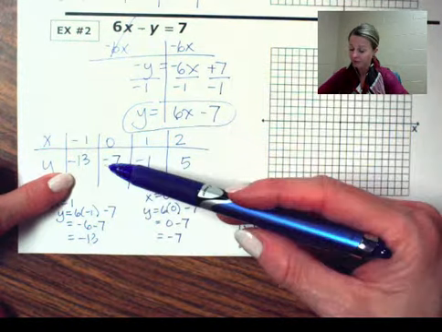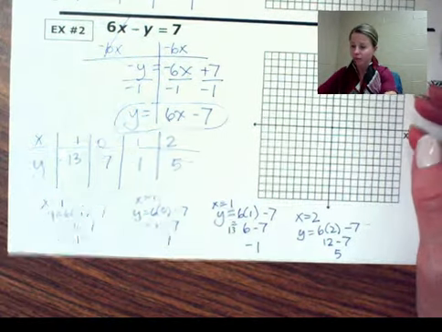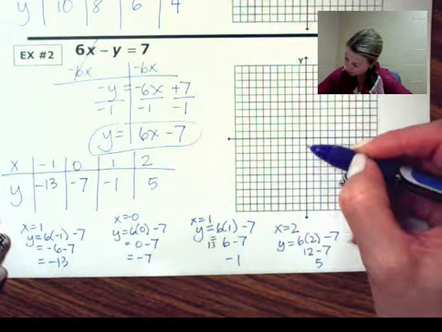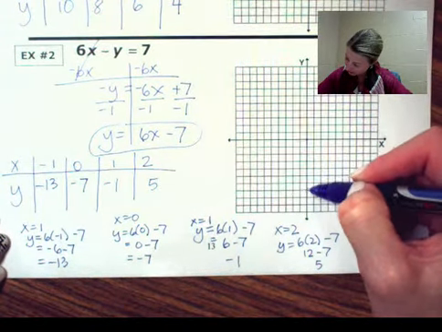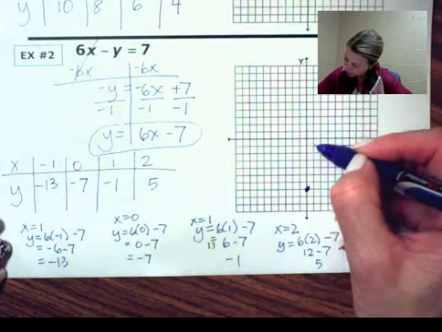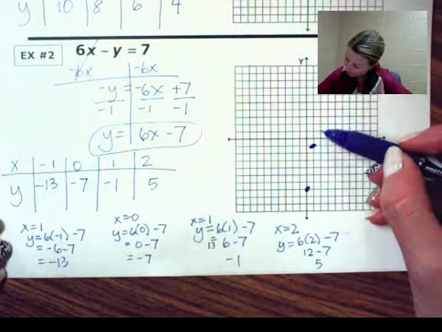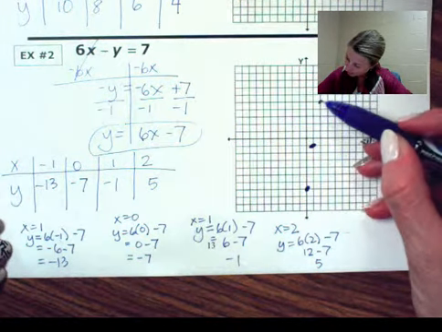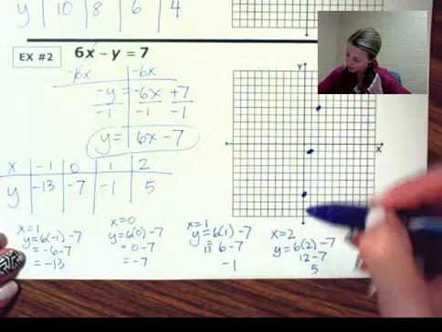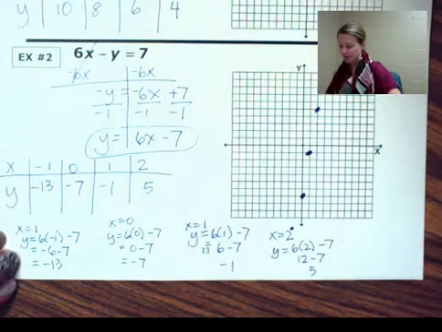So I have -13. I'm going to wait and do that one at the end. I'll just estimate that particular point. So 0, -7 would be down here. 1, 2, 3, 4, 5, 6, 7. 1, -1 would be right here. And then 2, 5 would be right here. So -1, -13 is going to be about down here. So you can kind of estimate where that point should lie.